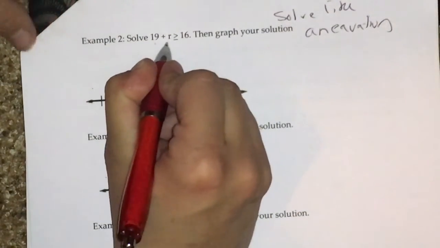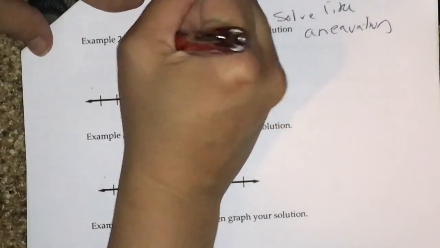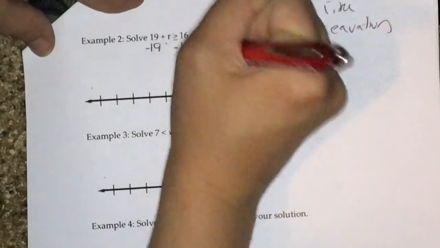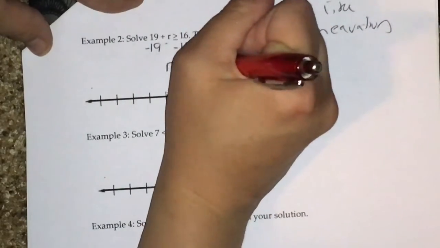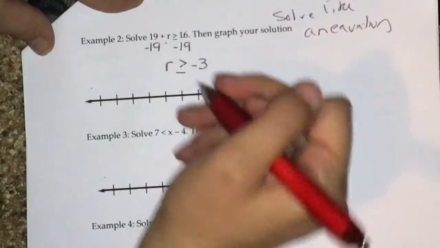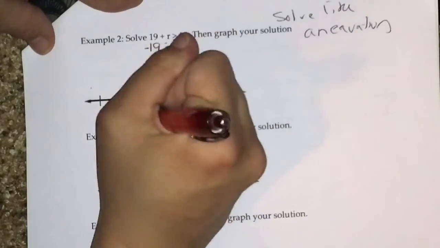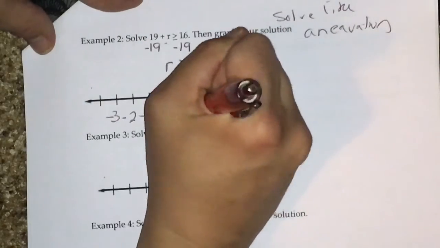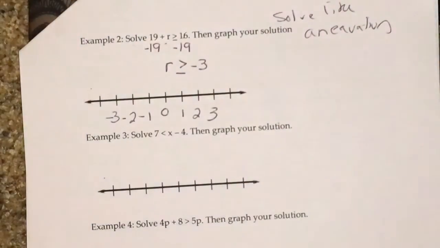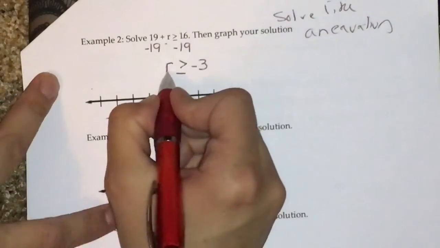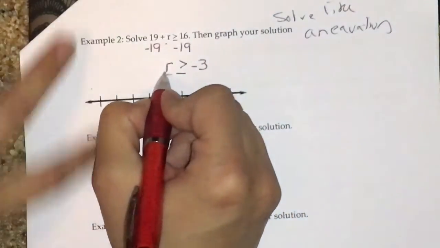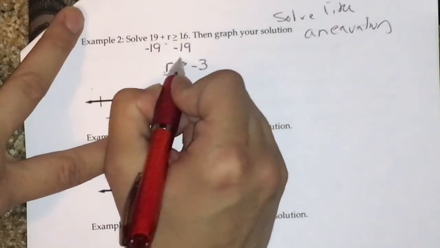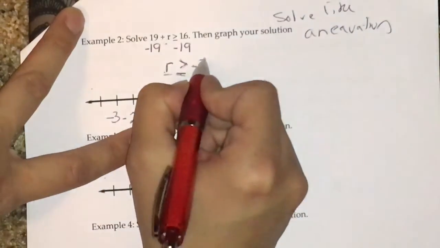So what's happening to r is that it's being added by 19. So let's subtract 19. And we get that r is greater than or equal to 16 minus 19, which is negative 3. So we have our number line, 0, negative 1, negative 2, negative 3, 1, 2, 3. You are always going to make sure that you rewrite it so that the variable is first, and always say the variable first when you're graphing it. R is greater than or equal to negative 3.